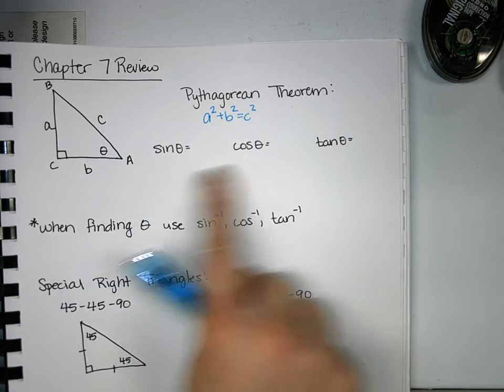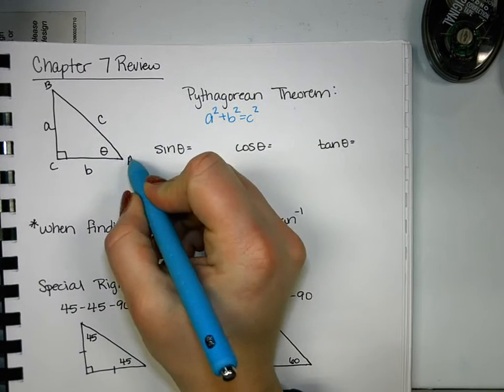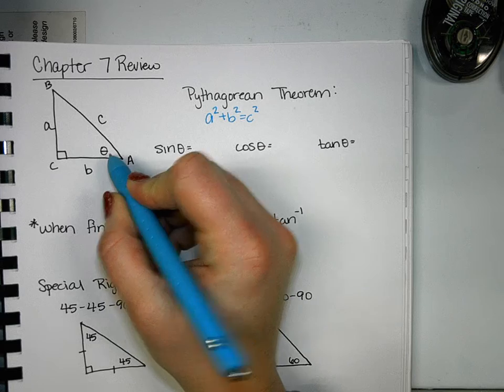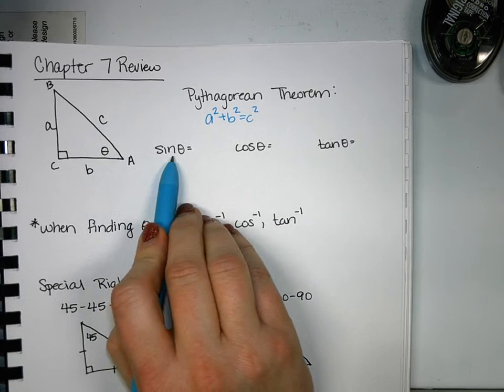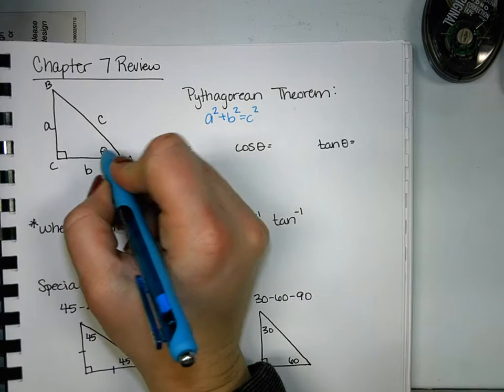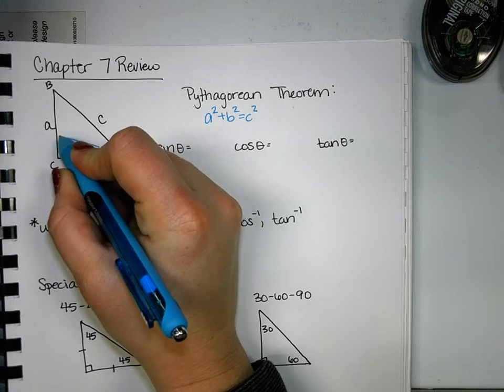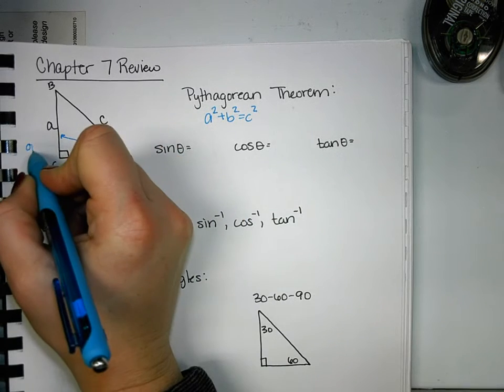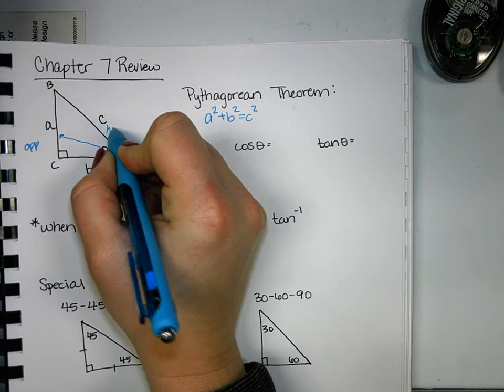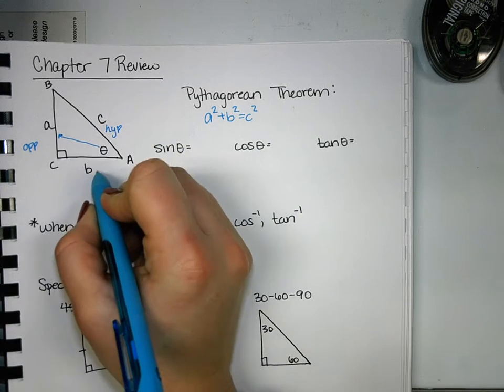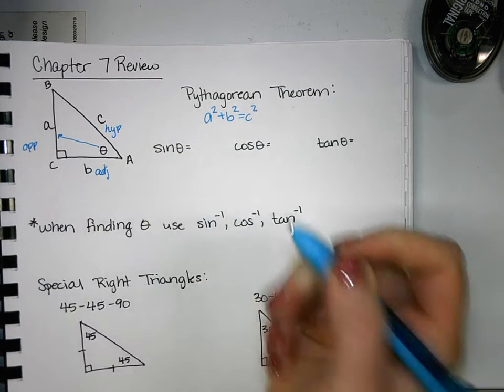Okay, then we went on to sine, cosine, and tangent. So if our angle here is theta, angle A, what would be the sine of our angle? So start by labeling your sides. We go across from our angle, and that's our opposite. Hypotenuse is across from the right angle, and adjacent is the third one.